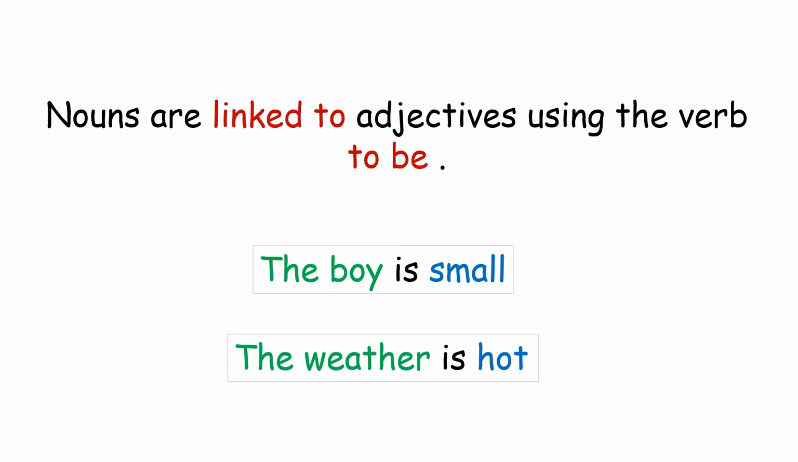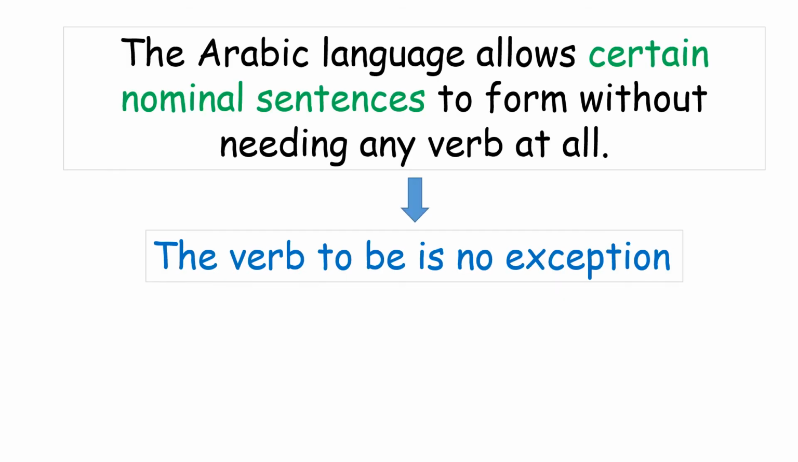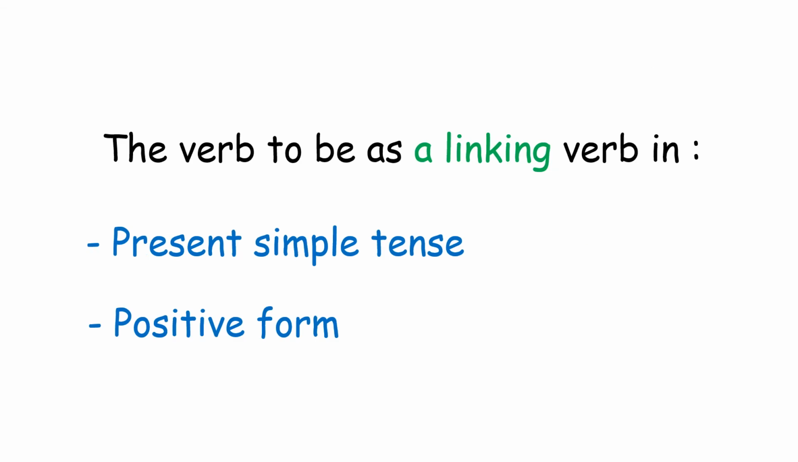Well, in the English language and more precisely in a formal context, there is no room for verbless sentences, and nouns are linked to adjectives using the verb to be. The boy is small, the weather is hot. However, the Arabic language structure allows under certain conditions nominal sentences to form without needing any verb at all, and the verb to be is no exception. And these conditions are nothing but the ones highlighted earlier: verb to be acting as a linking verb, present simple tense, and positive form.